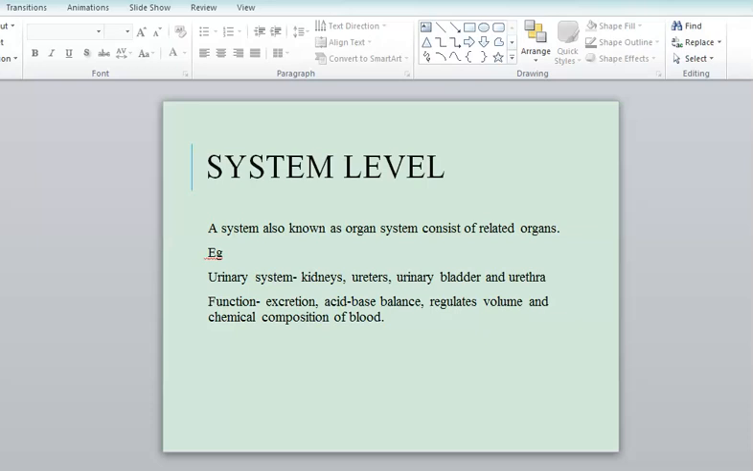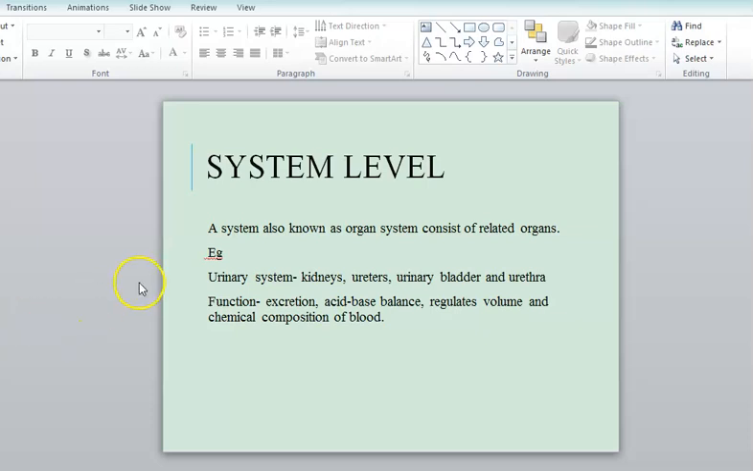Another important thing is that an organ is not exclusive to a particular system. Sometimes an organ is part of more than one system. For example, the pancreas. It is part of both the digestive system and also the hormone producing endocrine system. Here also, in the two examples I told, the respiratory system and the urinary system, both are involved in the acid-base balance of the body.